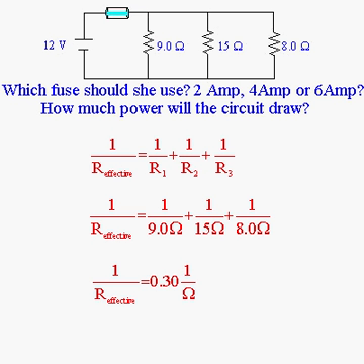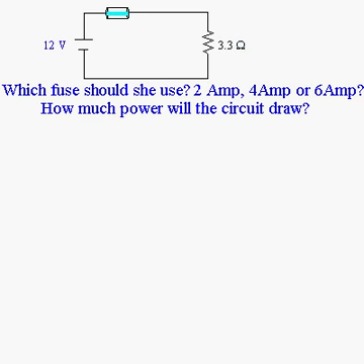To get R_effective, we take the inverse of each side. 1/R_effective is R_effective. 1/0.30 is 3.3. And 1/ohms is ohms. So this entire circuit can be replaced by a circuit that has a single resistor whose value is 3.3 ohms.